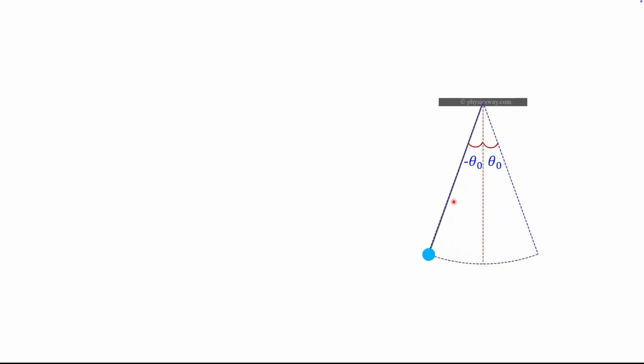In this video, you will learn how to derive the period of a simple pendulum, using the law of conservation of energy and integration. Let us consider a pendulum, which is oscillating between the angular displacements, θ0 and negative θ0 from the vertical. θ0 is called the amplitude of the pendulum.